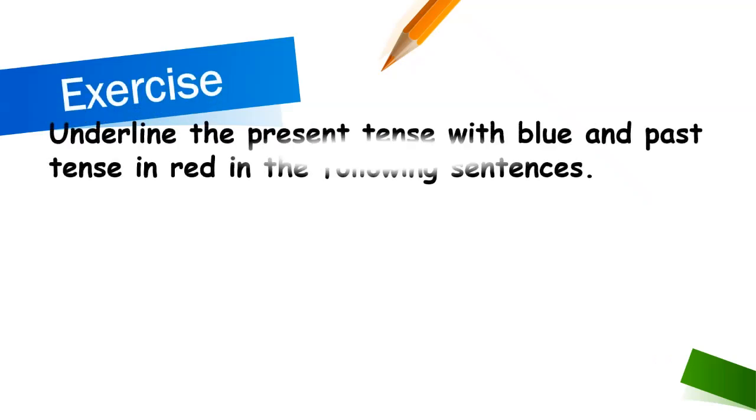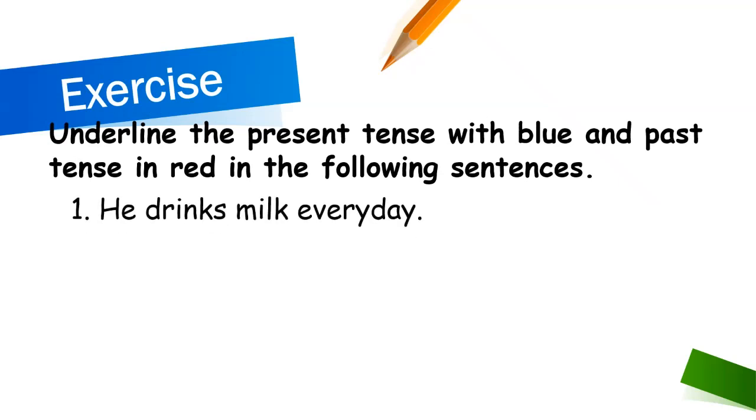Exercise. Underline the present tense with blue and past tense in red in the following sentences. Sentence 1. He drinks milk every day. Here, children, you have to underline present tense with blue color and past tense in red color. So he drinks milk every day.